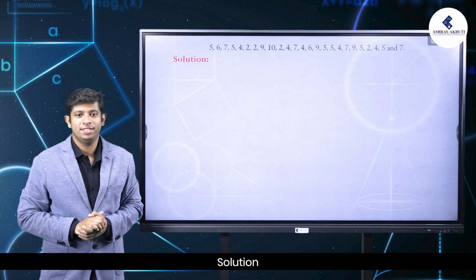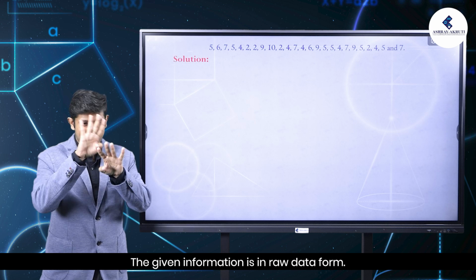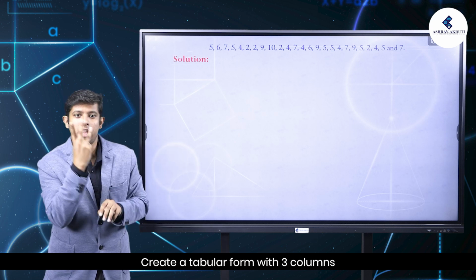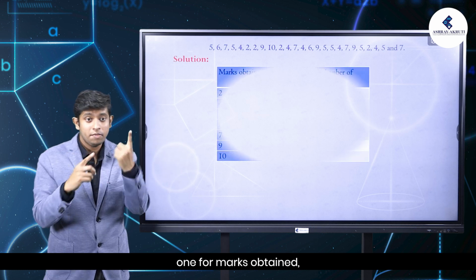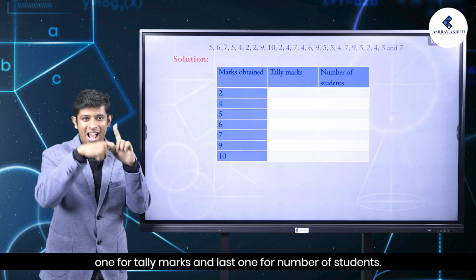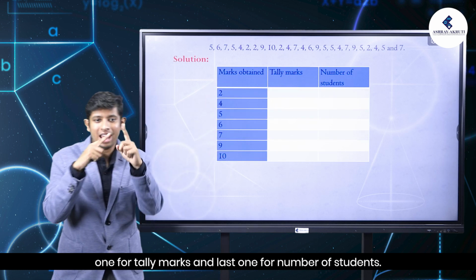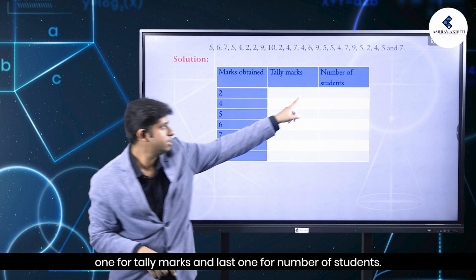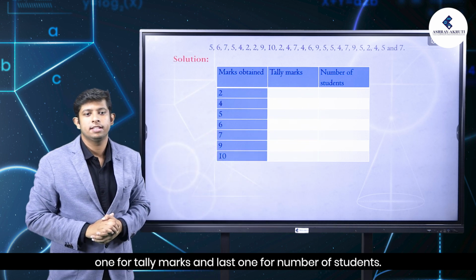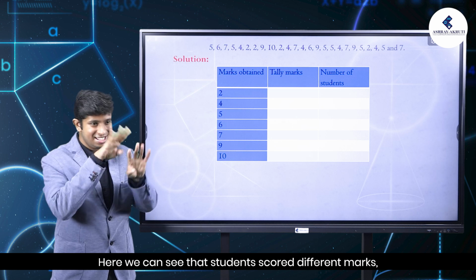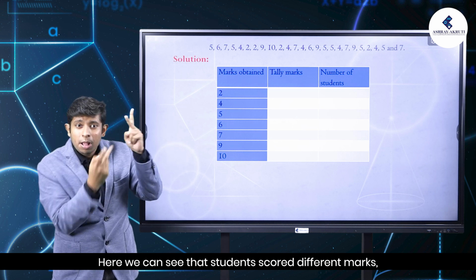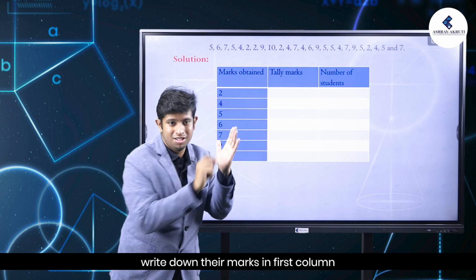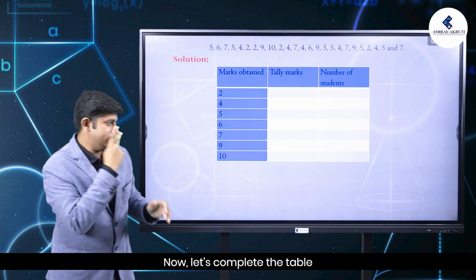Solution. The given information is in raw data form. Create a tabular form with 3 columns, one for marks obtained, one for tally marks, and the last one for the number of students. Here we can see that students scored different marks. Write down their marks in the first column. Now let's complete the table.